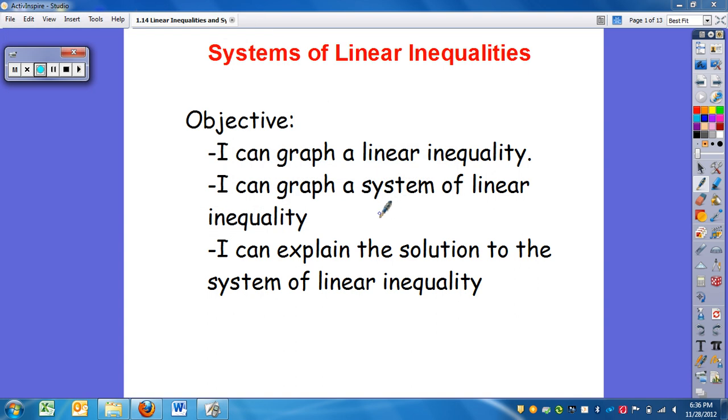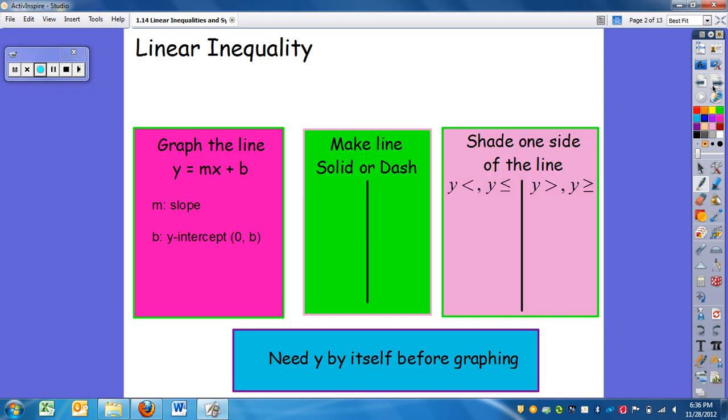So in this video, we are going to learn how to solve a system of linear inequalities. Your objective is that you can graph a linear inequality, you can graph a system of linear inequalities, and then you can explain the solution to a system of linear inequalities. This section should be a review of what you did last year in your 8th grade year. This is also the last section of the chapter, so you will have an upcoming test.